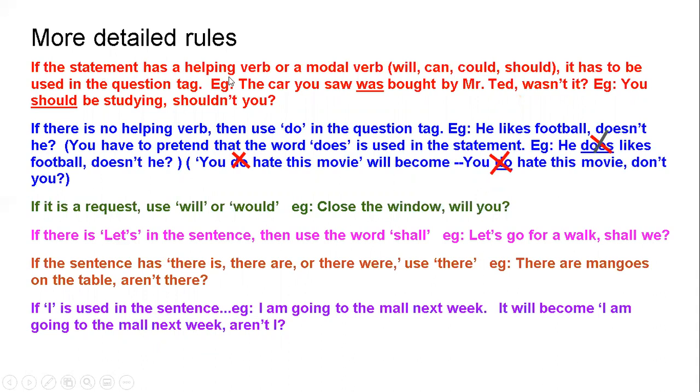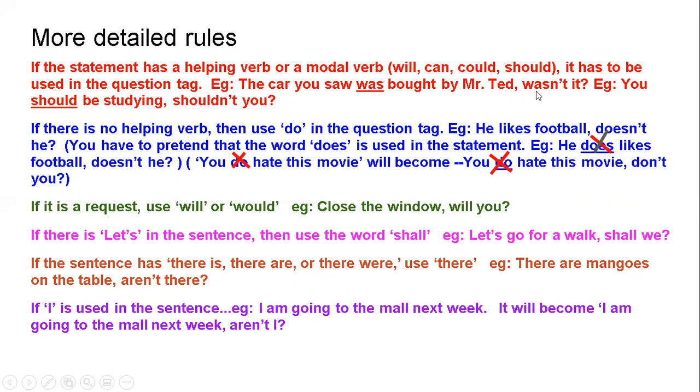If the statement has a helping verb or a modal verb like will, can, could, or should, it has to be used in the question tag. Here are examples for you. In the first case, the car you saw was bought by Mr. Ted, wasn't it? Now we have a verb here which is bought, and we have was, which is the helping verb. So this is the first case. If there is a helping verb there, like was, then you use this verb in your question tag.